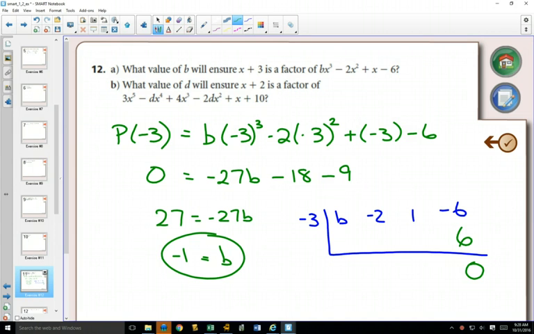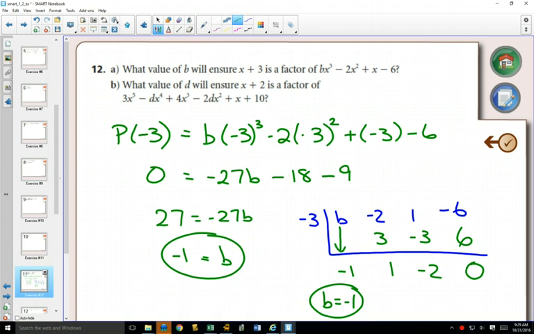Well, if that's 6, what would go here? Negative 2. And if this is negative 2, this has to be negative 3. And if that's negative 3, this has to be 1. And if that's 1, this has to be 3. And if that's 3, this has to be negative 1. And how did we get that negative 1? By bringing b down. So this is sort of like working backwards. And in this case, I think it works just as well as using your factor theorem, remainder theorem.